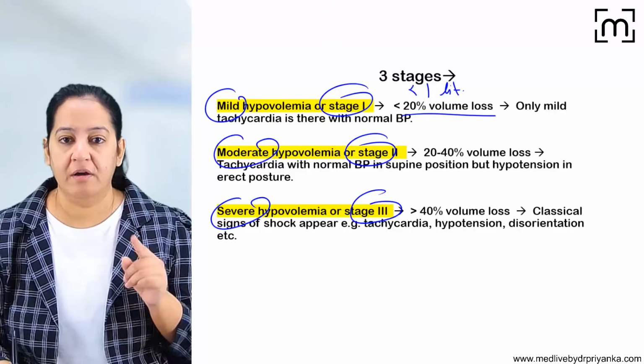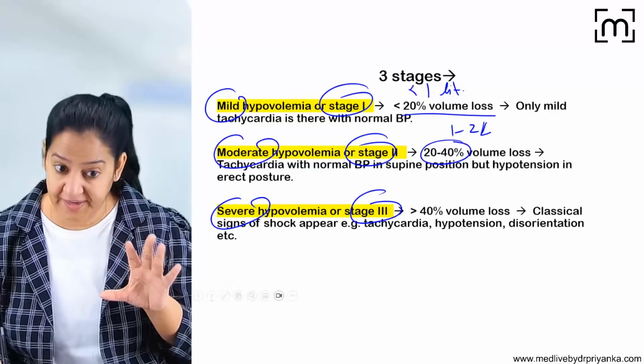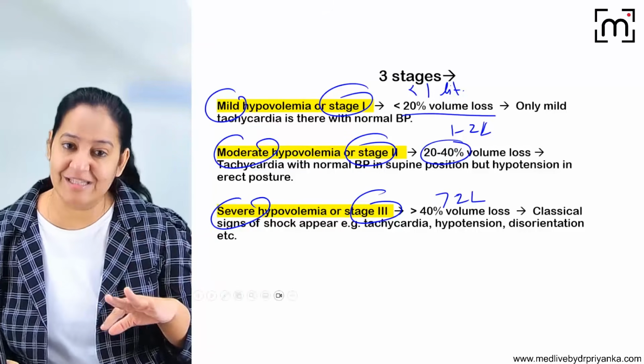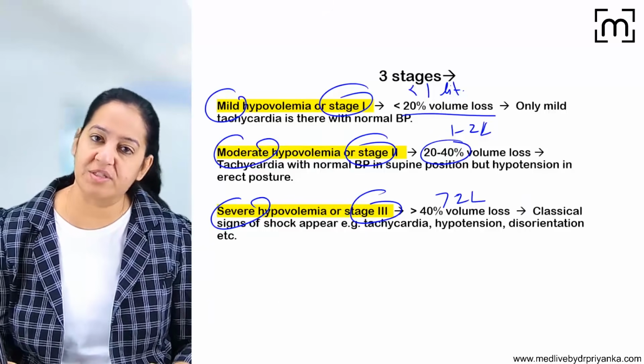It's stage 1. 20 to 40%, I mean 1 to 2 liters is lost, but still 3 liters is there. It's stage 2. And if more than 2 liters is lost, so less than 3 liters is present, it is stage 3. So you have to write in terms of percentage: mild, moderate, and severe, stage 1, stage 2, stage 3.